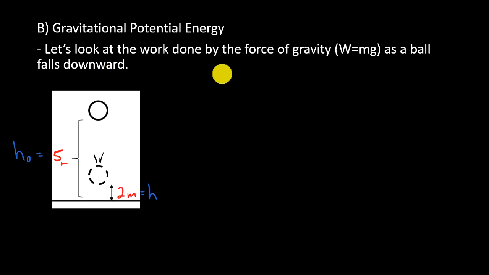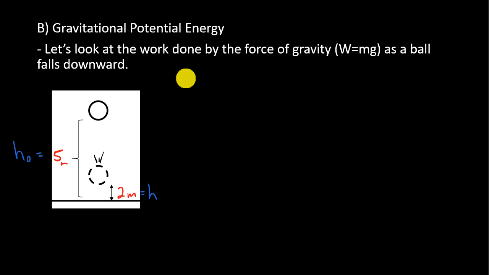Let's look at the work done by the force of gravity as a ball falls downward. So I have a ball located right here, okay? It's falling down because, of course, we're on Earth, and when you let go of things or you throw something up or down, it's going to fall downward. So let's just say it's starting 5 meters up, and we're going to look at these two moments, from 5 meters up to 2 meters up.